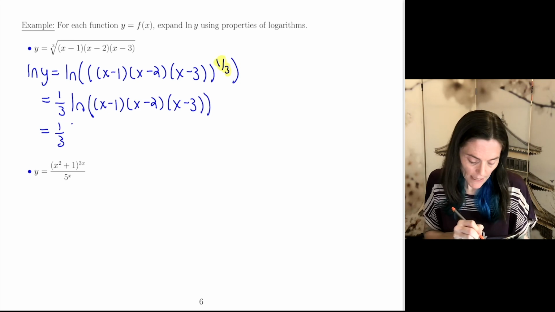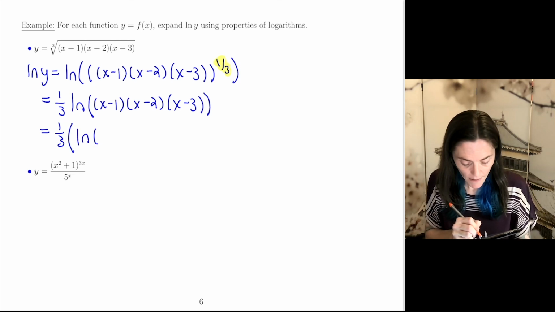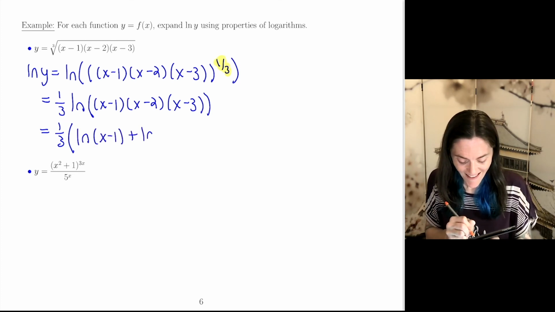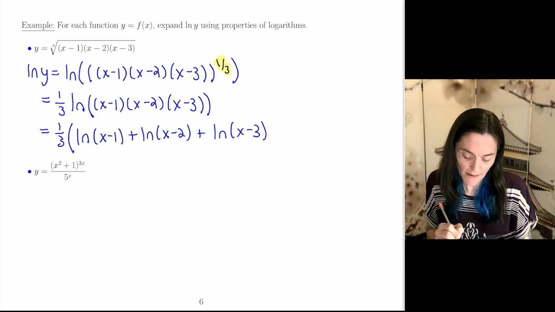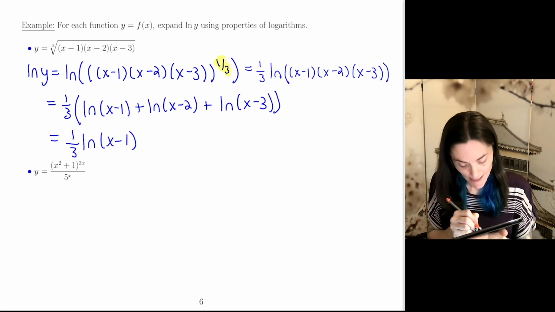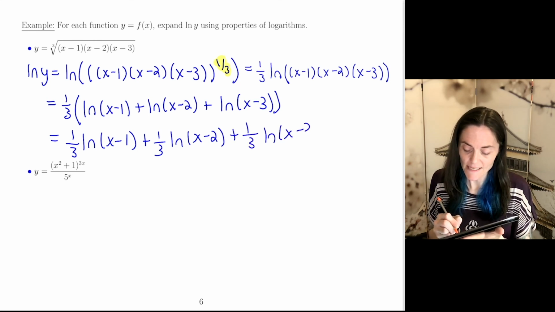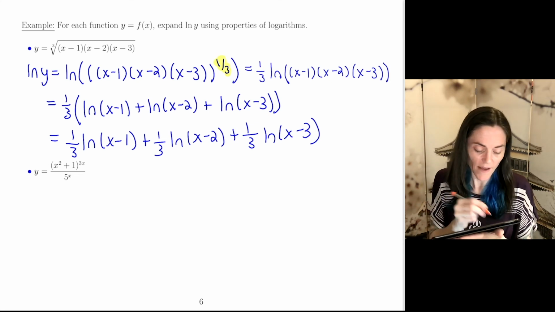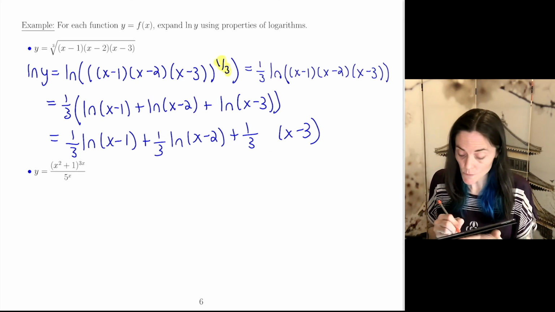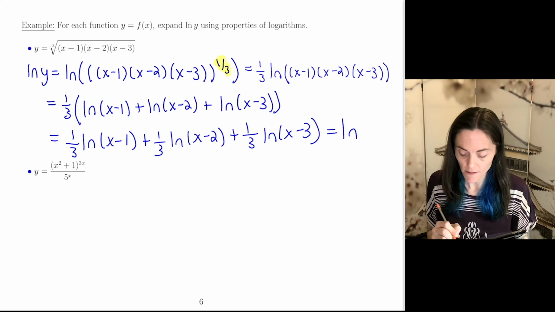Now, don't forget the parentheses, because we need to distribute them later, but this will be ln x minus 1 plus ln x minus 2 plus ln x minus 3. When we distribute, we just get 1/3 ln x minus 1, plus 1/3 ln x minus 2, plus 1/3 ln x minus 3. This would be my final answer. But understand, this was not y. This is ln y.